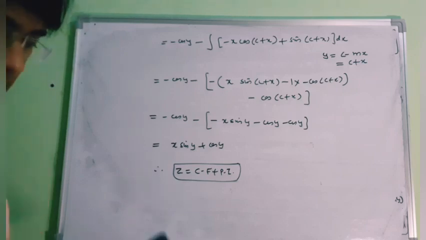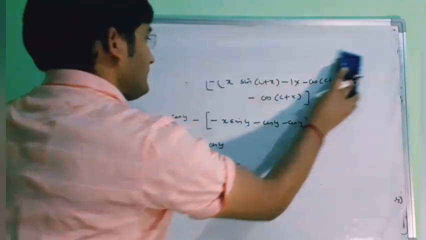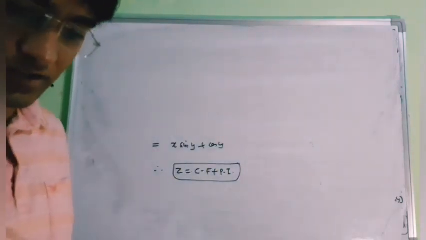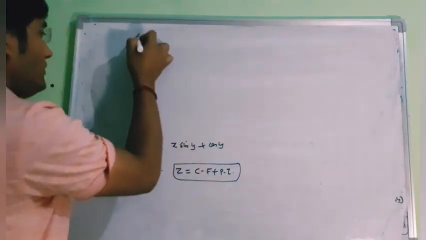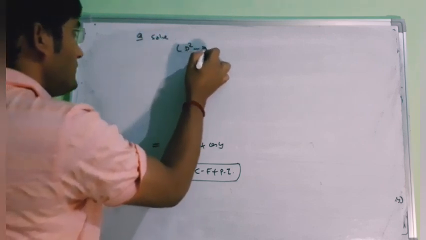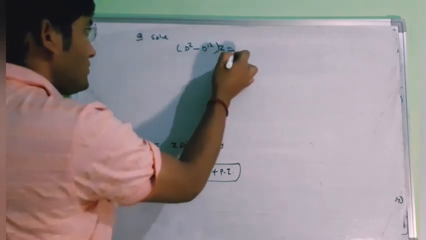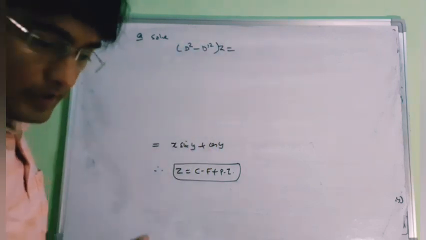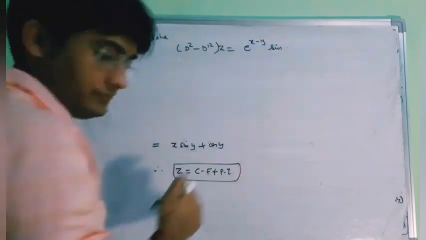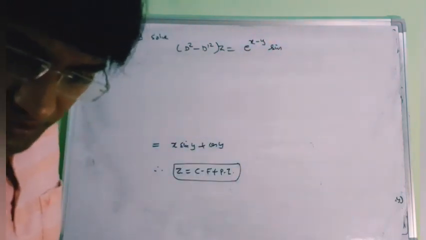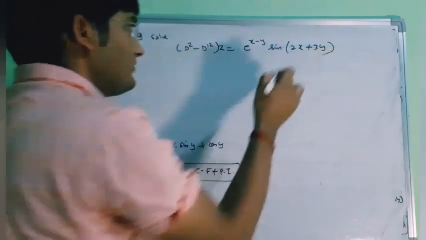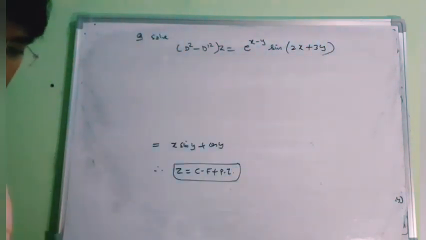Then the last question related to this homogeneous partial differential equation is to solve this partial differential equation, e to the minus xy sin. We will solve one more question of the algebraic form. Now let us solve this question.